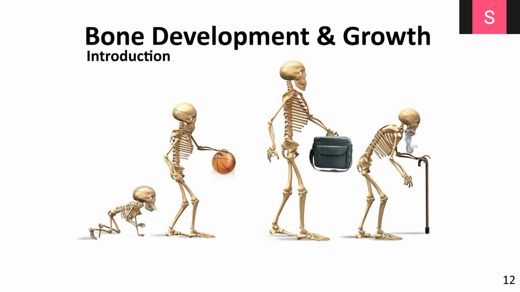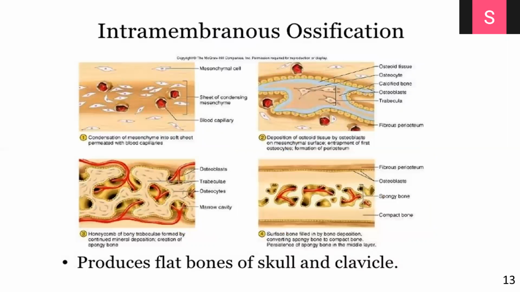There are two types of ossification. I'll begin with intramembranous ossification. It involves the replacement of sheet-like connective tissue membrane with bony tissue. Bones formed in this manner are called intramembranous bones. They include certain flat bones of the skull and some of the irregular bones.